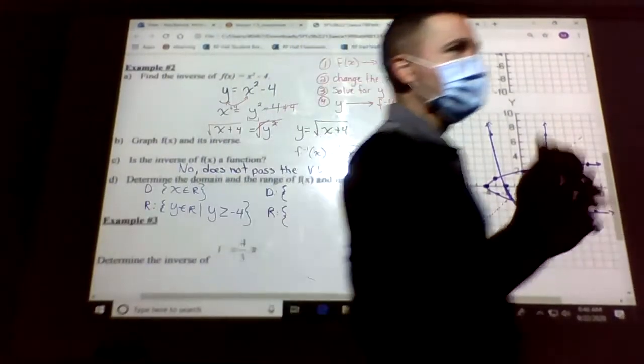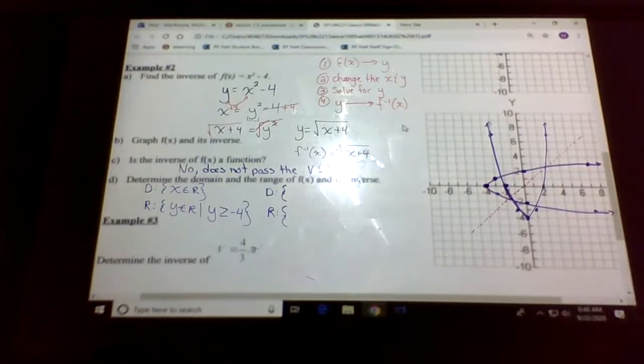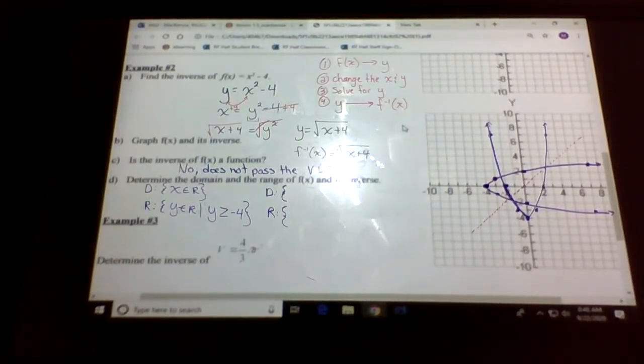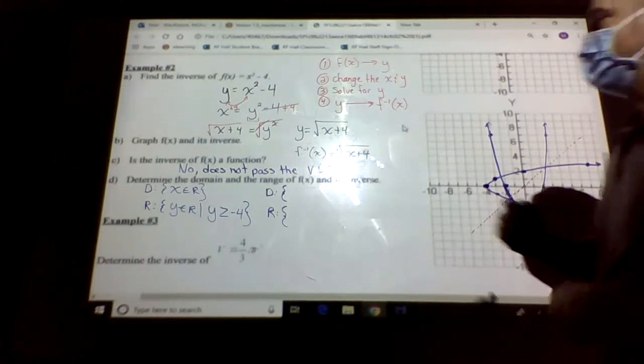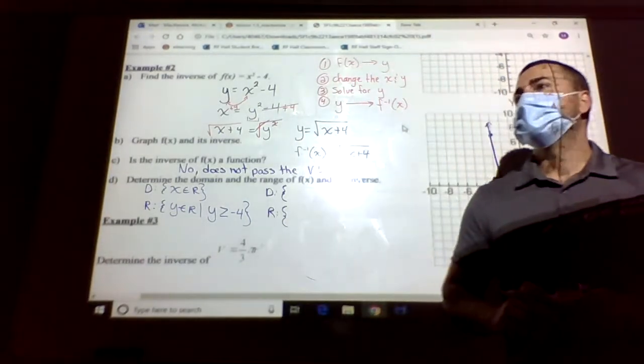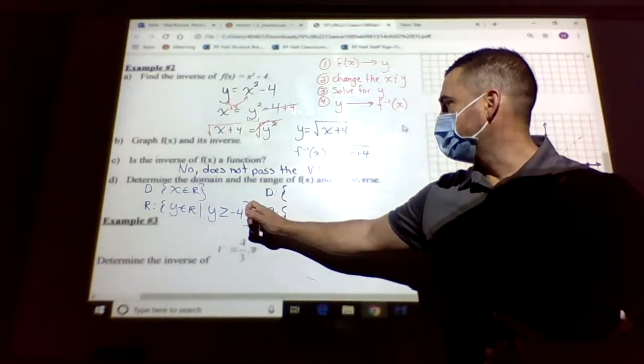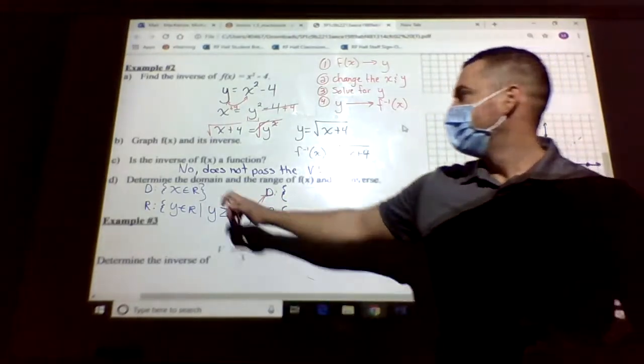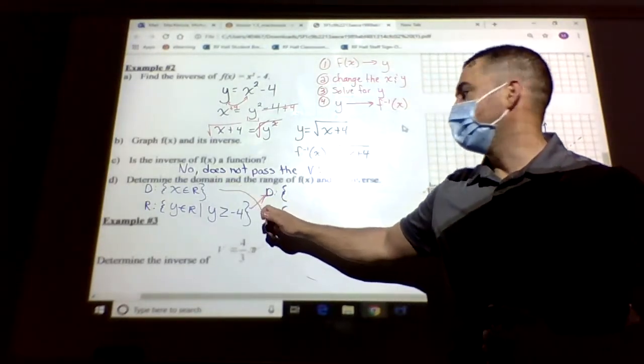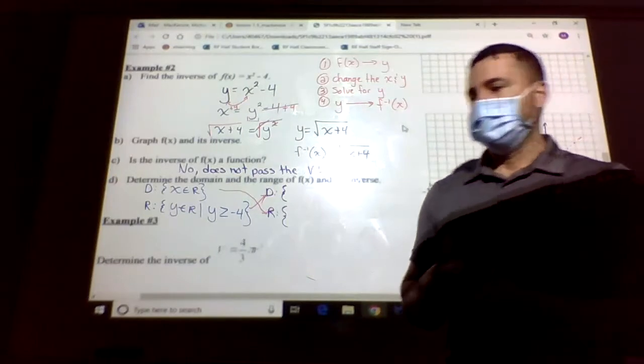Okay, now it wants the domain and range of the inverse. The easy way, Ariana? It's going to be x ∈ ℝ, and then y is equal to or greater than -4. Good, so it becomes reverse, right? So the range becomes the domain, and the domain becomes the range. So you just swap them.